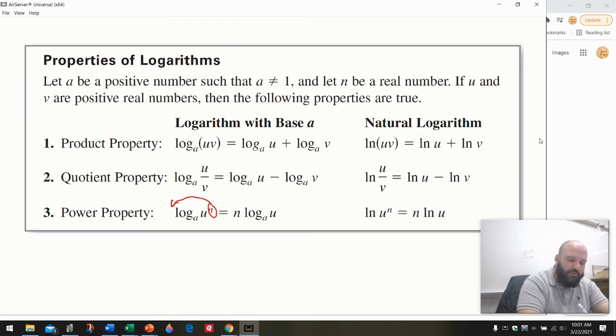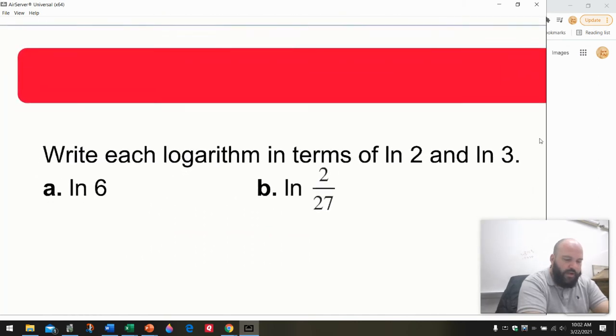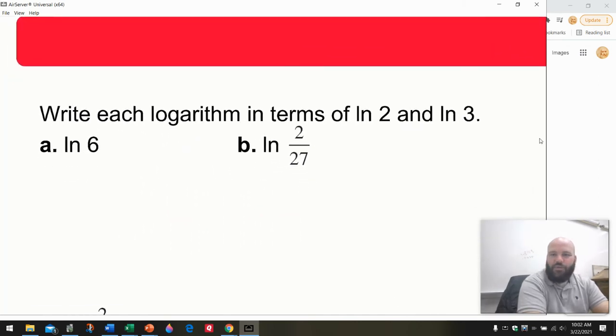Now, what you see to the right over here is the same rules, just expressed using natural log rather than log. Remember, natural log is just log base e. So if the rules apply to logs in general, then a specific base, e or 2 or 7 or whatever it is, the rules also apply to those bases. So we want to write each logarithm in terms of natural log of 2 and natural log of 3. This is just really an exercise using the rules that I just showed you.